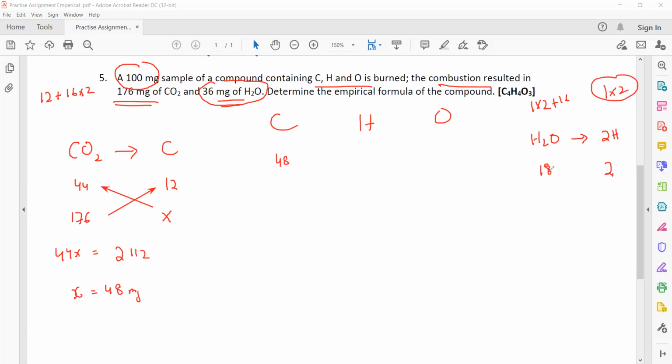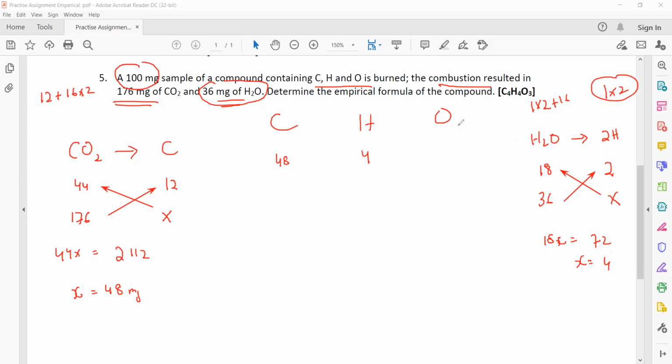So the ratio of the mass is, if we have 18 milligrams or 18 grams of water, it will have 2 milligrams or 2 grams of hydrogen. But in the question we have 36 milligrams. So how much hydrogen is there? X. Cross multiply. So it will be 18X is equal to 72, 36 multiplied by 2, 72. So 72 divided by 18, that will be 4. So how much hydrogen will be there? We'll have 4 grams.